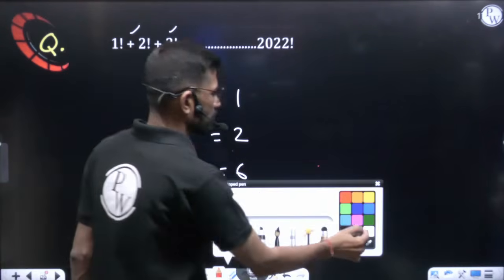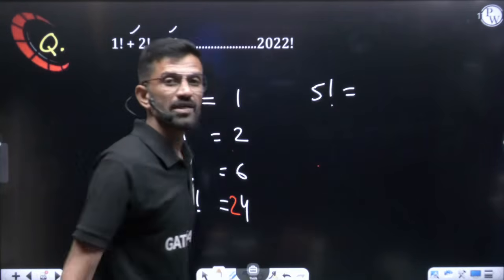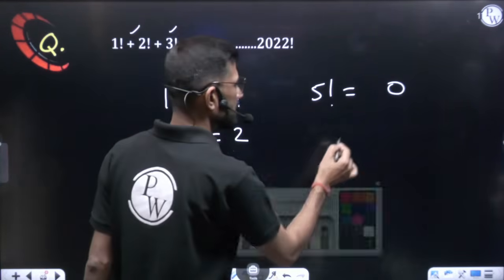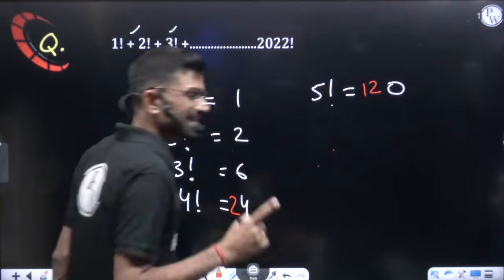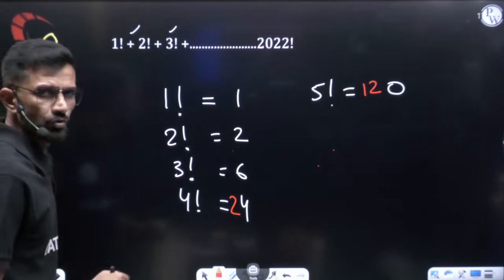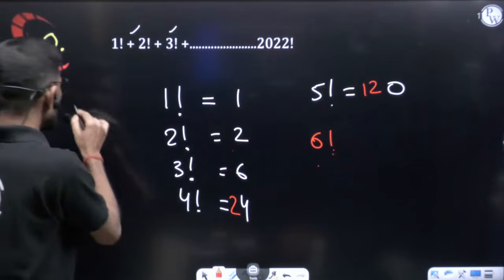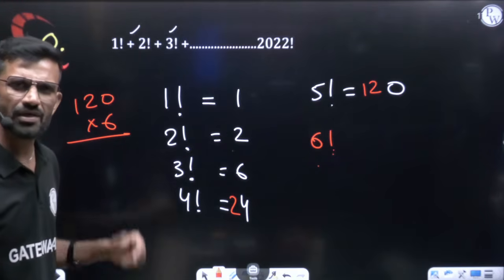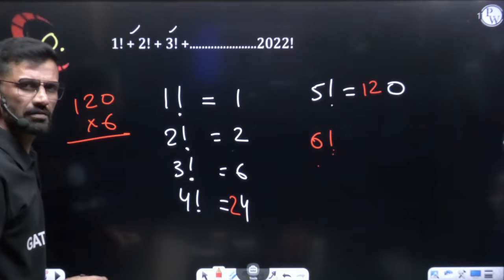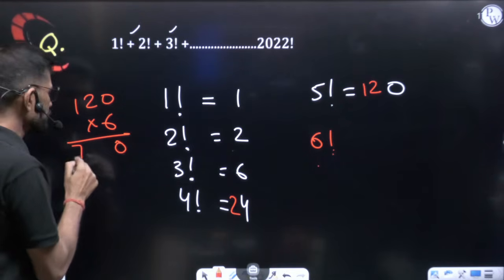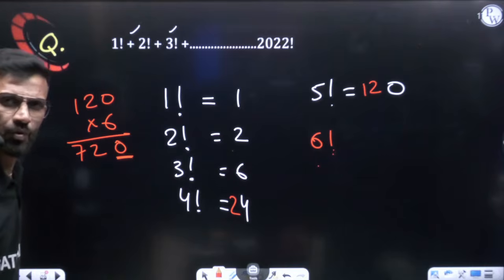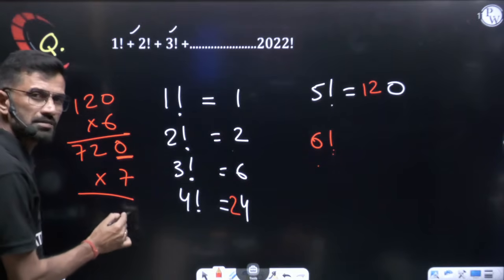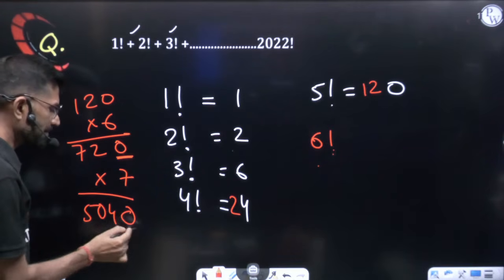Now, what is 5 factorial? It comes 120. 120 means last digit 0. Now if you want 6 factorial, in 120 you will multiply 6 to get 6 factorial. No doubt you will be getting 720, but the last digit will be 0. Now if you want 7 factorial, you will multiply 7 in this. No doubt you will be getting 5040, but the last digit will be 0.